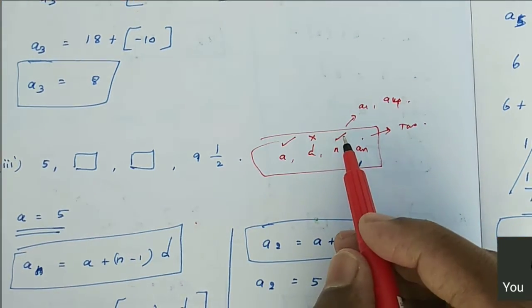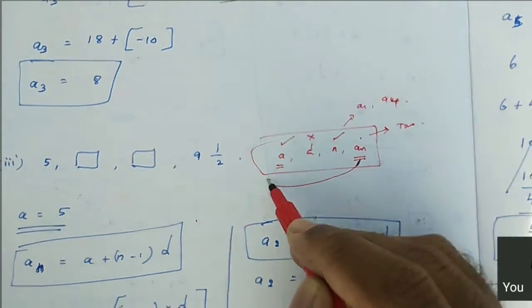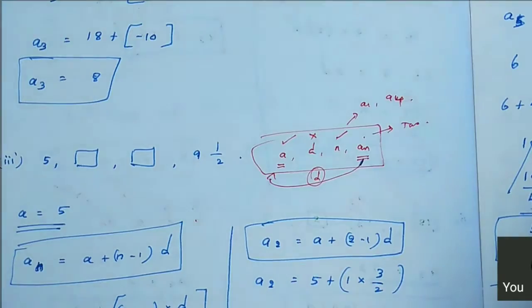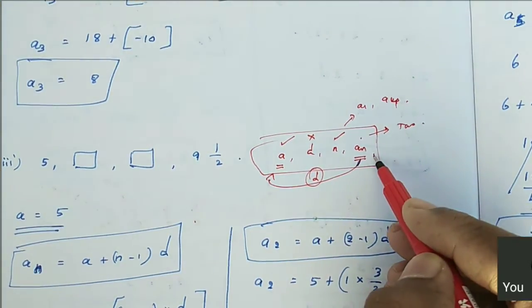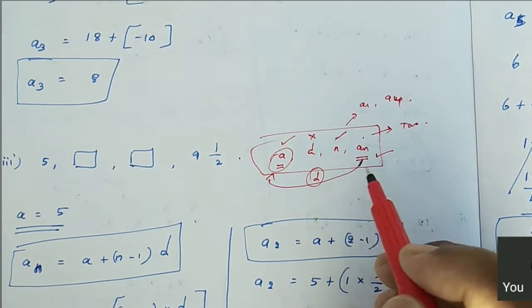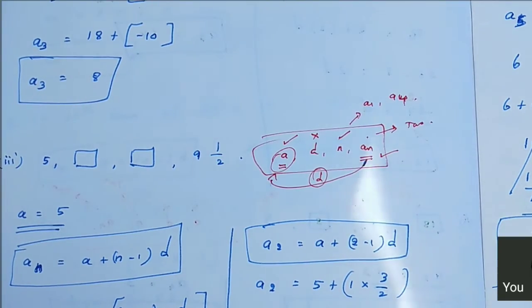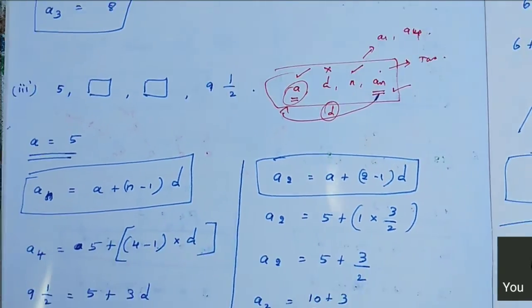Harish, just keep in your mind: when they give the first term and the nth term, is it enough to find d? Right? Clear? One nth term, one first term. If they give these, it's very easy for us to find the d value. Clear? Any doubt?